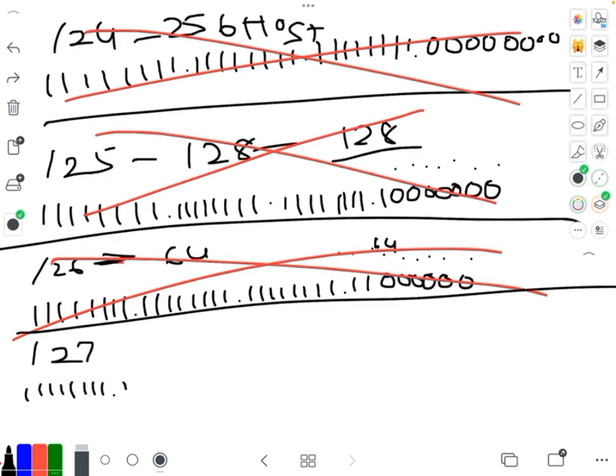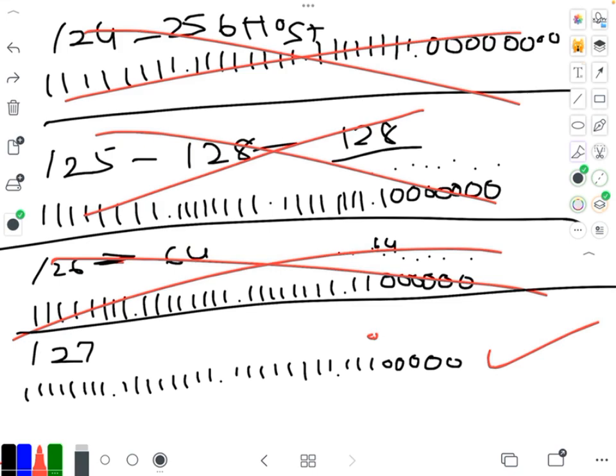So /27. This one gives us 32 hosts, and we're going to go with this one because it gives us the closest number of hosts, and it will give us the two subnets with the 30 usable hosts.